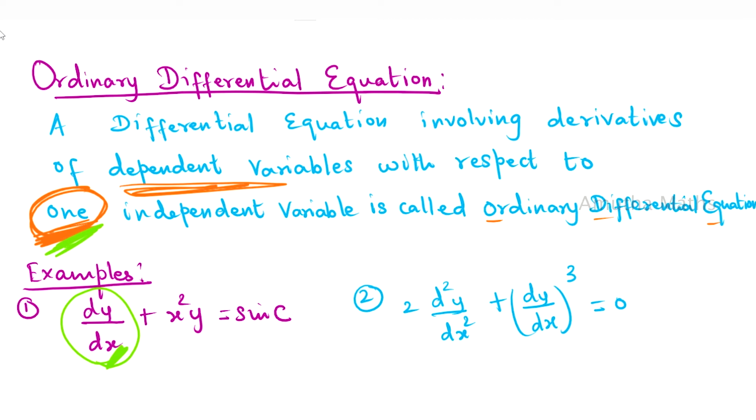Now we look at the second example. 2 into d square y by dx square plus dy by dx the whole cube is equal to 0. This is a differential equation since it contains derivatives. Here how many independent variables are there? x is the only independent variable. Here the dependent variable is y. So what is an ordinary differential equation? It is an equation involving derivatives of dependent variable with respect to only one independent variable. Here x is the only independent variable involved in this equation. So this is an ordinary differential equation.